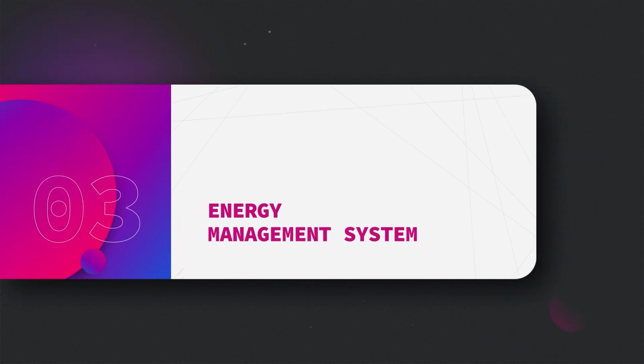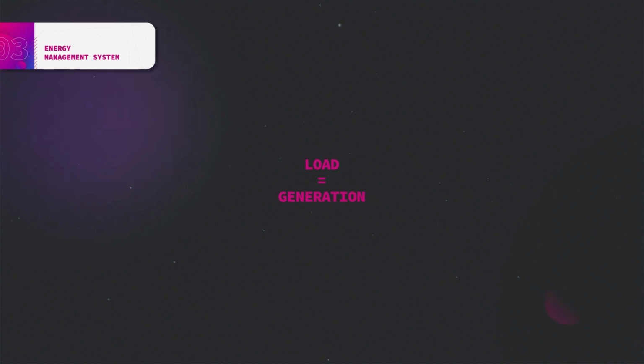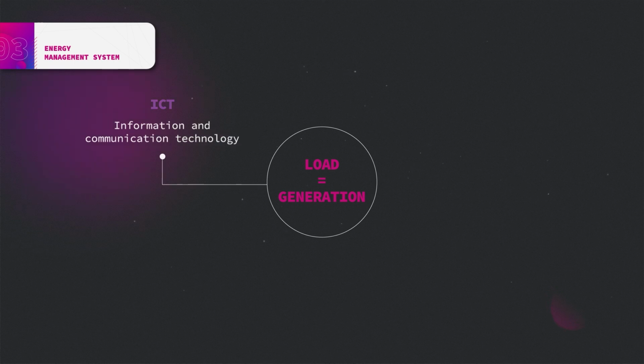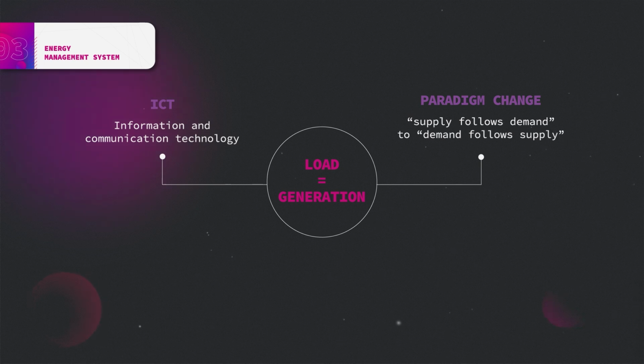An energy management system seeks to ensure the equilibrium of load and generation at every instant of time. As a first step, information and communication technology is introduced for monitoring power flows and measuring generation and load in real time. Knowing the current state of the grid, additional measures can be taken to ensure the equilibrium between load and generation. On that account, the paradigm of supply follows demand has to change to demand follows supply.